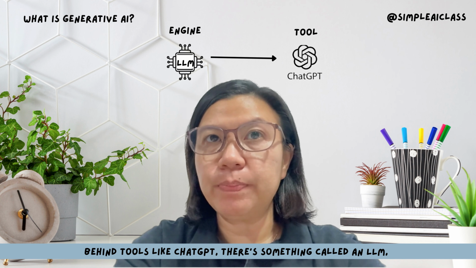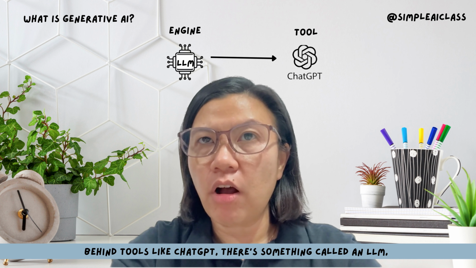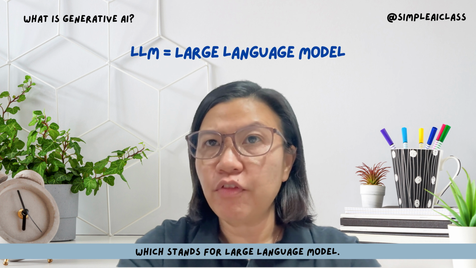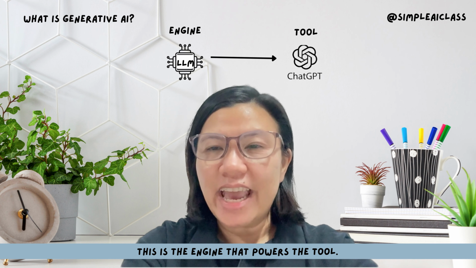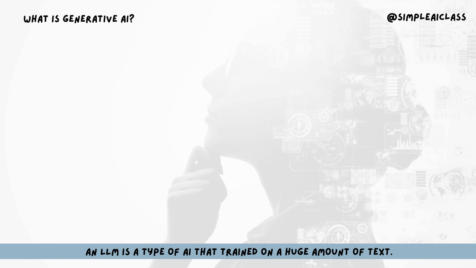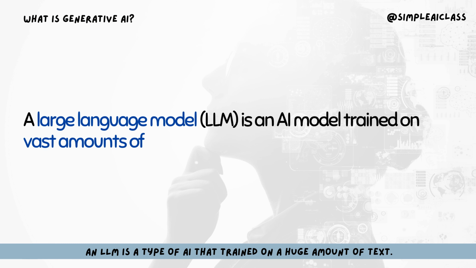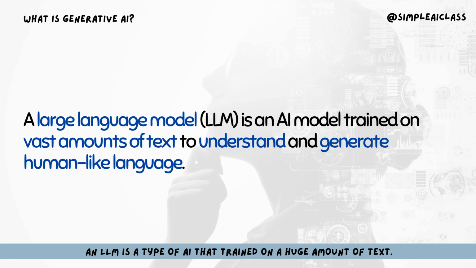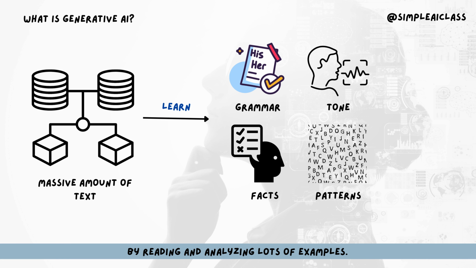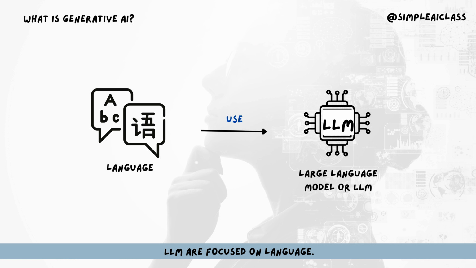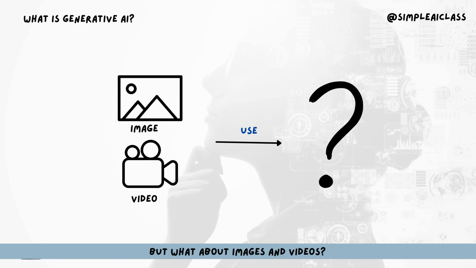Behind tools like ChatGPT, there is something called an LLM, which stands for Large Language Model. This is the engine that powers the tools. An LLM is a type of AI that is trained on a huge amount of text. It learns how language works, grammar, phrases, tones, and patterns, by reading and analyzing lots of examples. LLMs are focused on language.